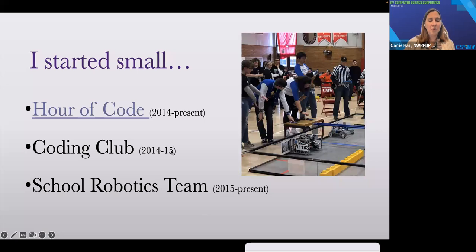I also did a coding club for 2 years. What happened with the coding club is it turned into the robotics team. And I started a robotics team at my high school. These are some of my kiddos, second, third year of the robotics team.